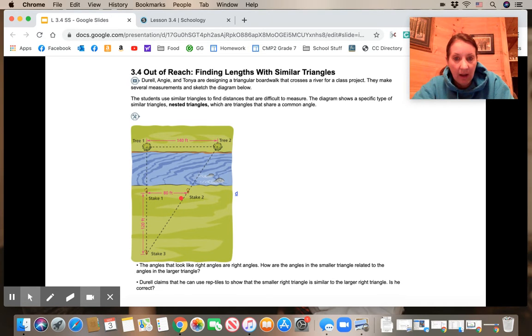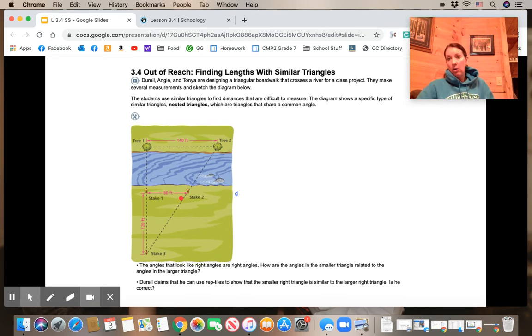They're telling you that. How are the angles in the smaller triangle related to the angles in the larger triangle? So that's exactly what I just said. Darrell claims he can use reflections to show that the smaller right triangle is similar to the larger right triangle. Is he correct?